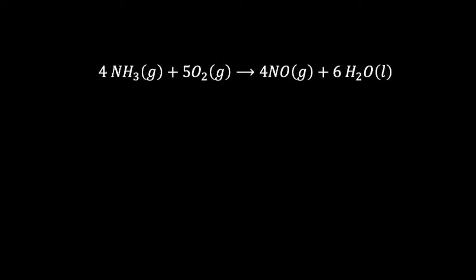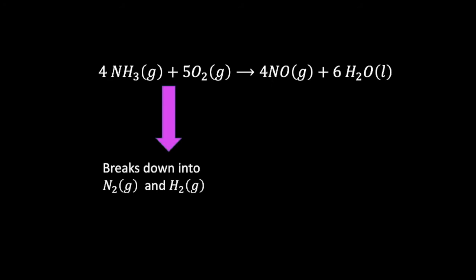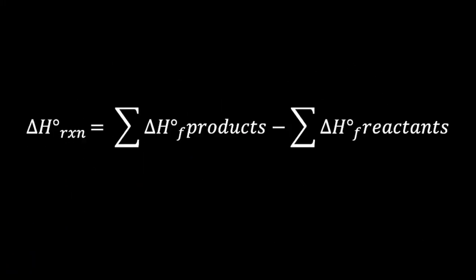Now, what we just did using our equation was, in a way, taking a shortcut. Let's look more closely at what is happening in our reaction. First, the reactants break down into their elemental states, and then they reform into the products. The standard enthalpies of formation we look up in tables are the enthalpies needed to form molecules from elements in their standard state.